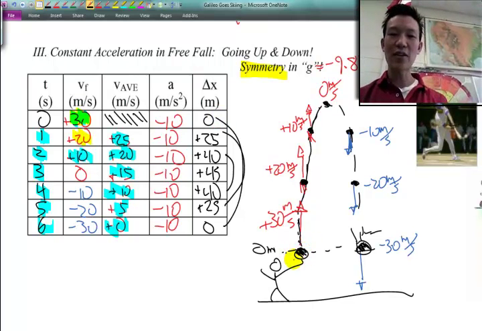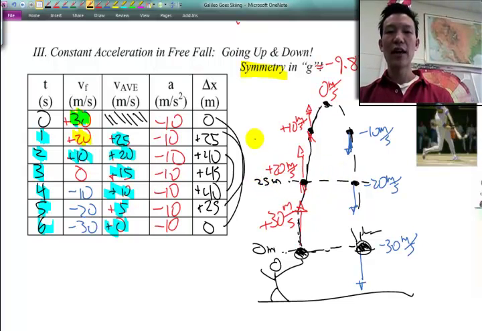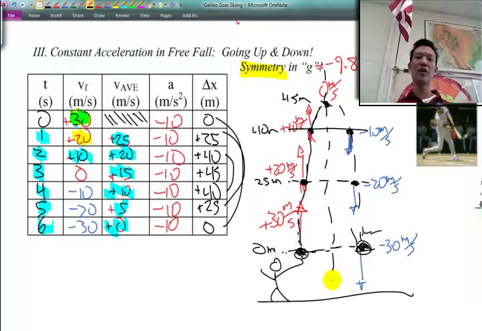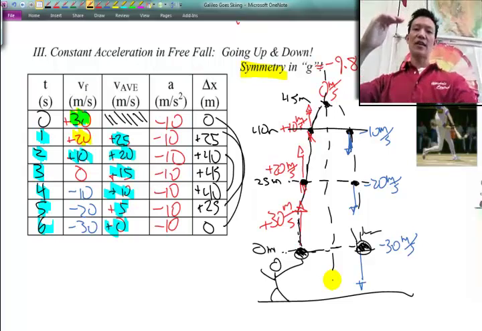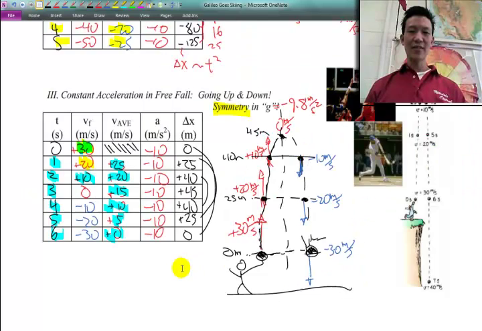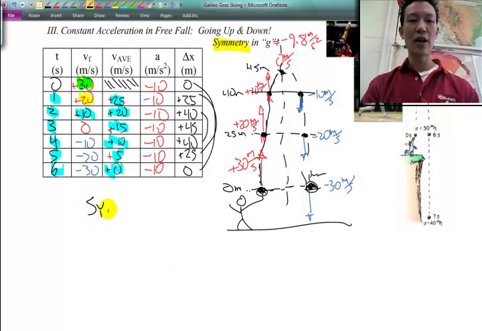Notice there's a pattern here, okay? This is what we call symmetry here. At time equals 0, the ball is at 0 meters. After 1 second, it flies in the air to 25 meters. After 2 seconds, it flies to 40 meters. After 3 seconds, it flies to 45 meters. That's at the peak. And then on the way down, we hit the distances again. We hit 40 meters, 25 meters, and then finally after 6 seconds, we're back where we started. Okay? So in math, in geometry, whatever you want to call it, there's this thing called symmetry. S-Y-M-M-E-T-R-Y.